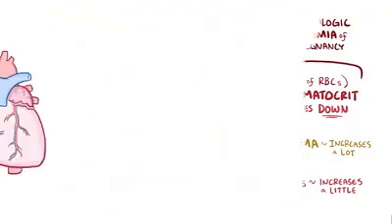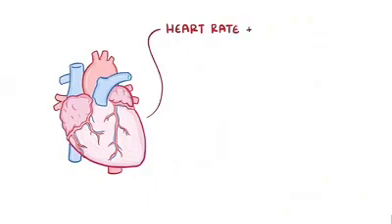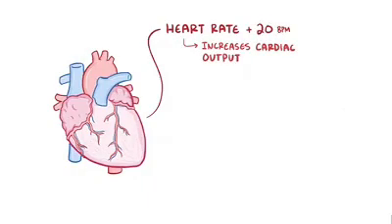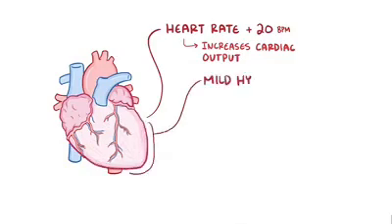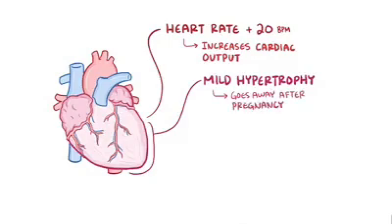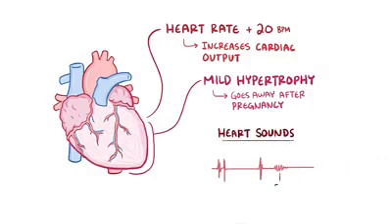Alright, so to push this extra blood around, the heart rate goes up by about 20 beats per minute, so this ends up increasing the cardiac output. In response to the increased workload, there's a mild hypertrophy of the heart, which goes away after the pregnancy. This high volume state also explains why there's sometimes a third heart sound, or physiologic S3, as well as a split S1, which is where the mitral valve closes slightly faster than the tricuspid valve.